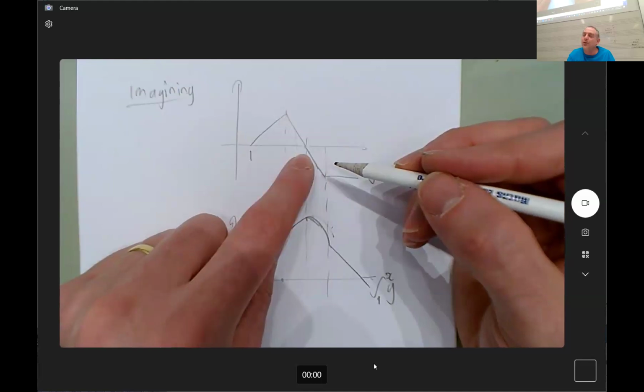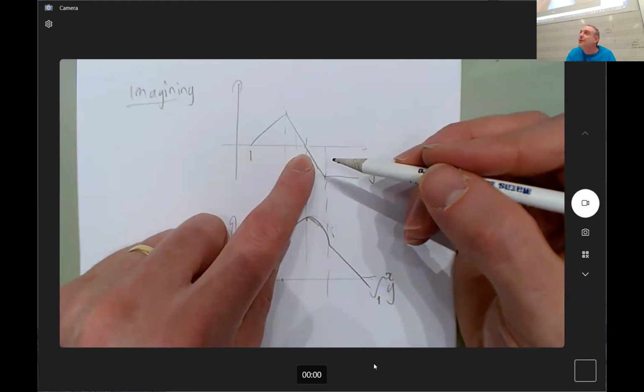Though people who do differential equations created a function that can do that, which is called the delta function.